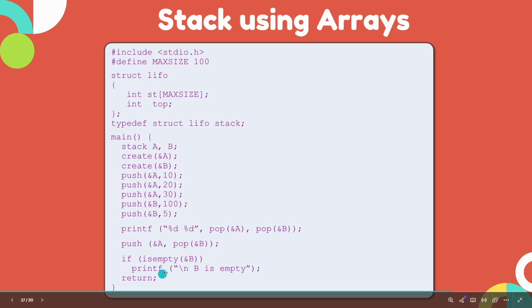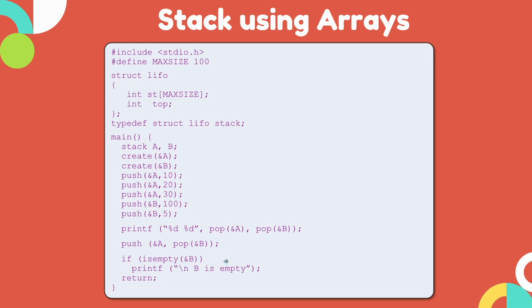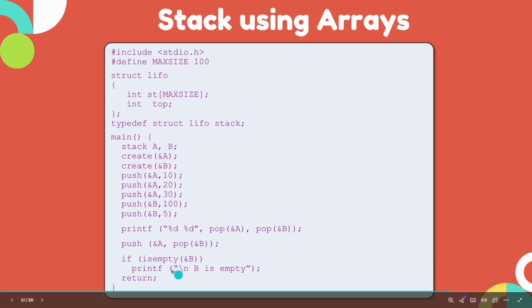Now, we check whether B is empty, and obviously you know B had 2 elements which we have just popped off, and so at this moment B is empty. So, we make a check whether B is empty. So, this function would return a value of true. So, we print that B is empty, and finally, we do return from this function. So, this is how we actually implement stack using arrays.